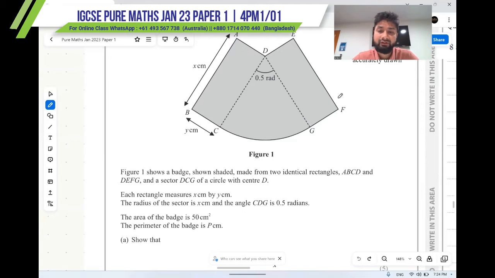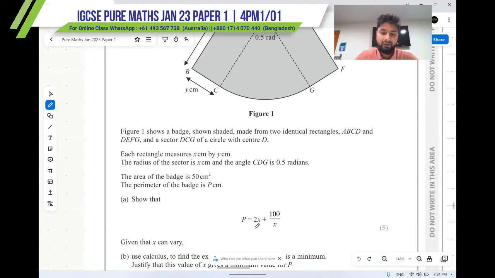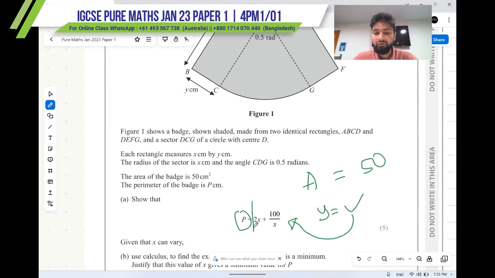To find the perimeter, we have to add all the sides. When you add all the sides, you will find x and y, both of them. However, in our question, we can see that there is no y. So as there is no y, we have to substitute the value of y from another equation. How can we find another equation? Here is the hint: the area of the patch is 50. So we'll write the equation for area as 50. From there, we can find the value of y. After making y the subject, we'll substitute that into the equation of P to find the answer.